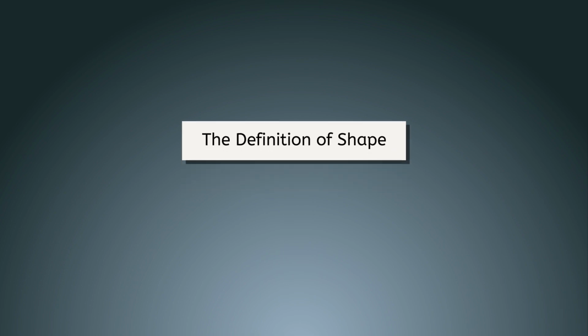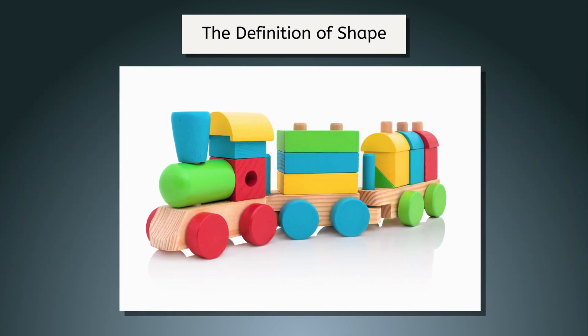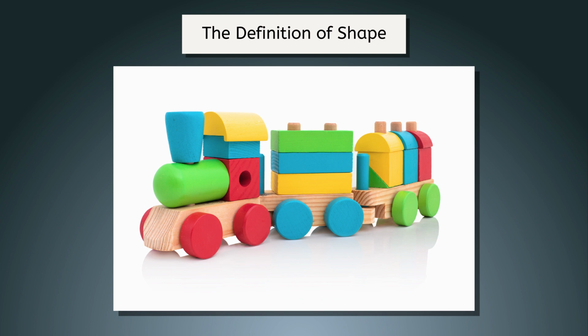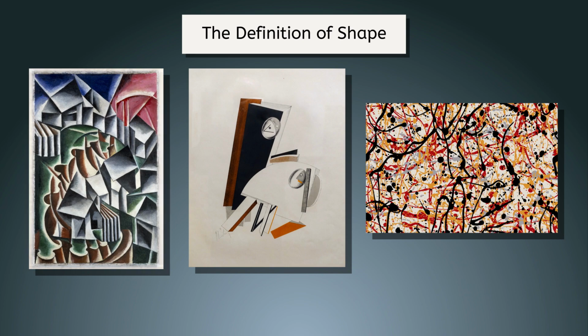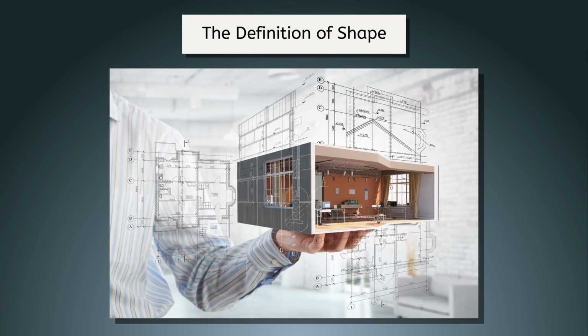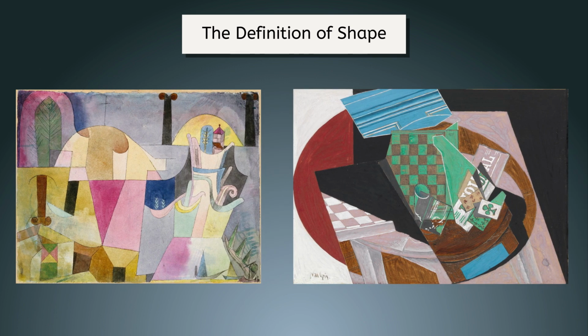In this unit, we have covered the definition of shape, the differences between geometric and organic shape, how to use shape as building blocks in your drawings. We've looked at different art movements that focused on shape, looked at shape in our environment, and analyzed some shape-based works by Paul Klee and Juan Gris.